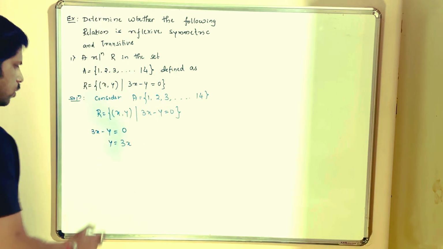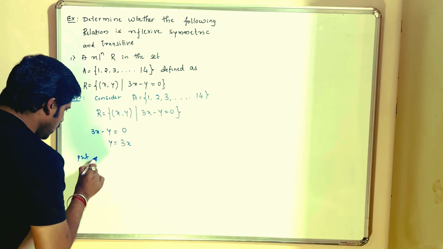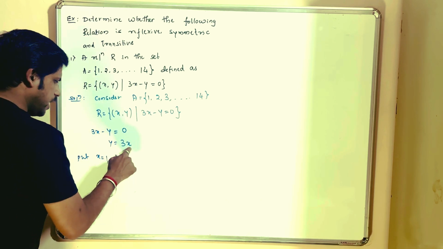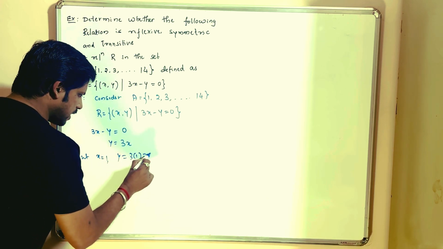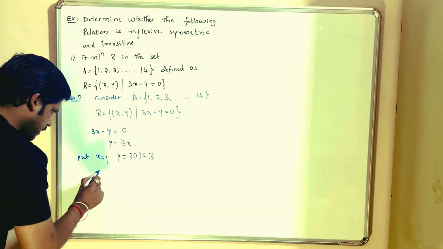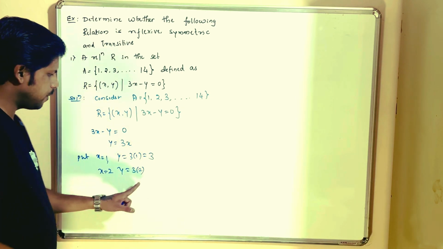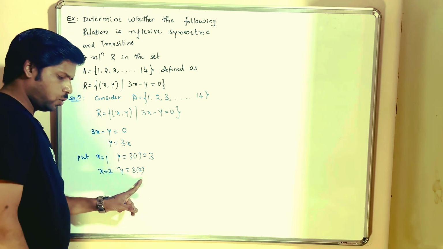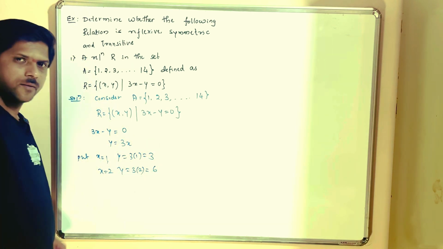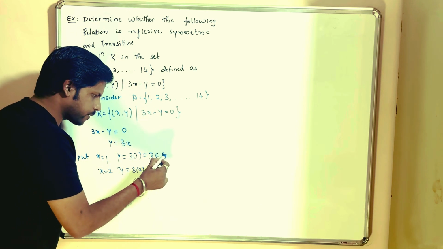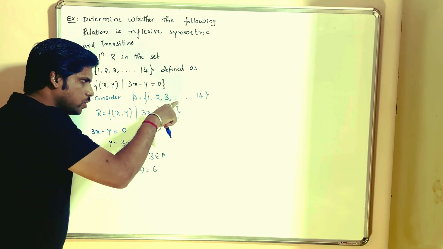Okay, now put x equal to 1. What are we going to get? y equal to 3 into 1, that is 3. Similarly put x equal to 2. y is equal to 3 into 2. In place of x we substitute 2, so 3 twos are 6. Does 3 belong to this set? Yes, it belongs to this set. Does 6 also belong to this set? Yes.